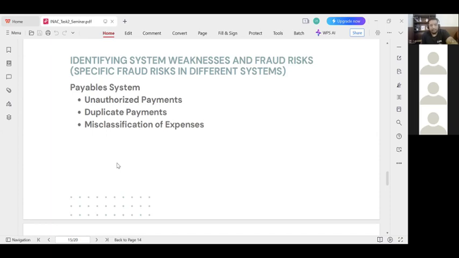Duplicate payments can be a problem. Then we have misclassification of expenses. Misclassification of expenses is when personal expenses of the employees and personal expenses of the owners might be recorded as business expenses, okay? So that can be a problem with your payable system.